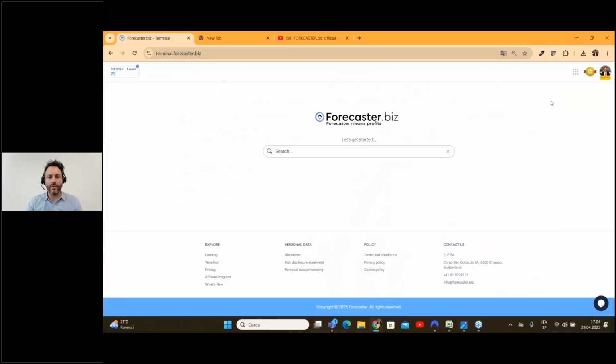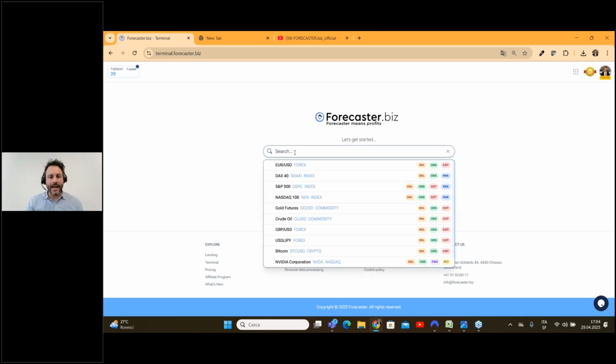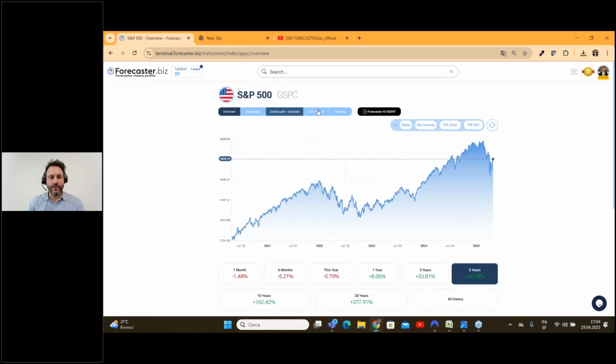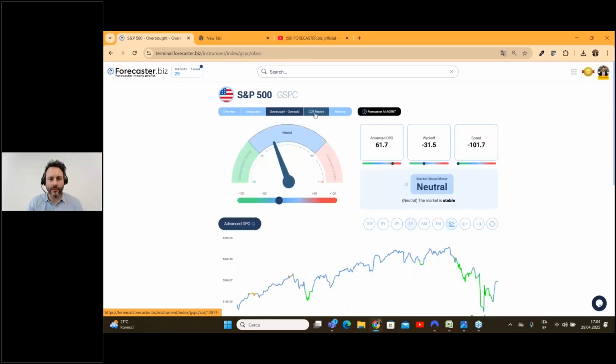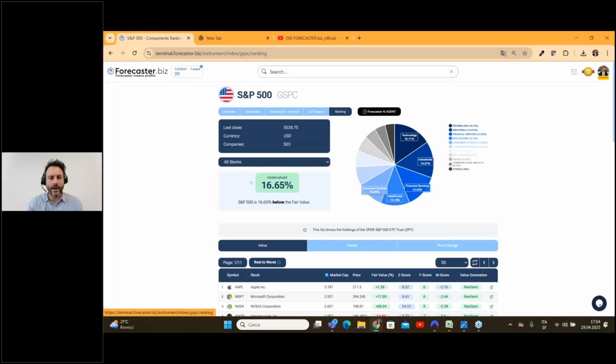So today we can start using the Forecaster Terminal the classic way, and we can start, for example, by analyzing an index. Let's go, for example, to the S&P 500. Very simple. As you can see, you have different layers inside the Forecaster Terminal. You can find the overview, the seasonality, the overbought and oversold, the COT report, and the ranking layer.